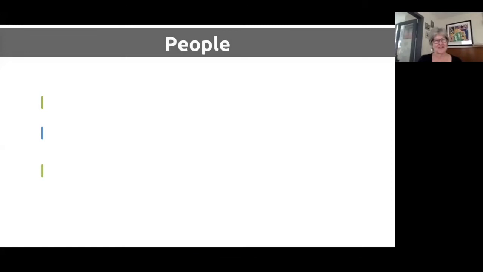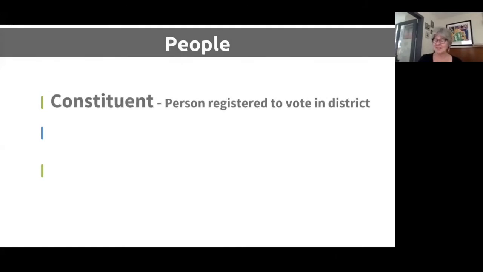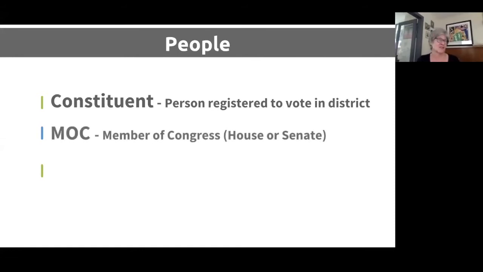Terms and acronyms. A constituent is a person who's registered to vote in the district. So if you're the liaison for California's 3rd district and you're mentioning that a constituent can attend the meeting, it would be someone registered in that particular district. If you're making an appointment for a senator in California, then the person, of course, needs to be registered to vote in California, if you're mentioning it's a constituent.